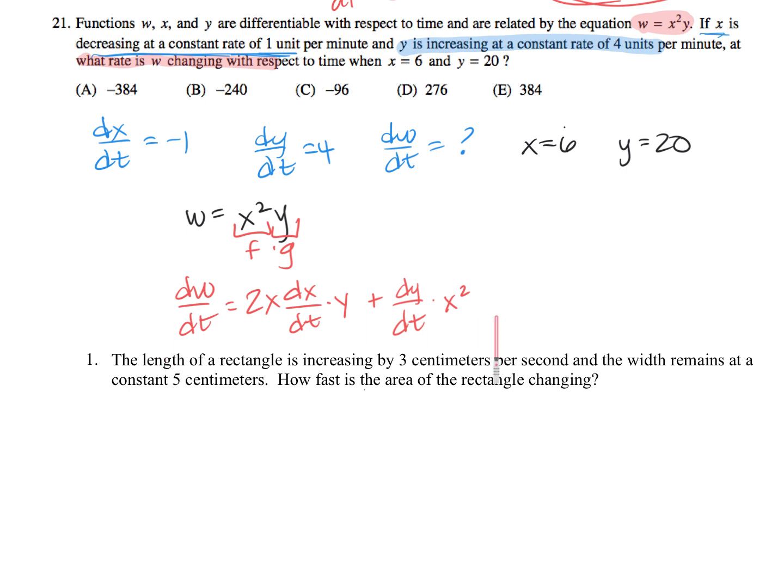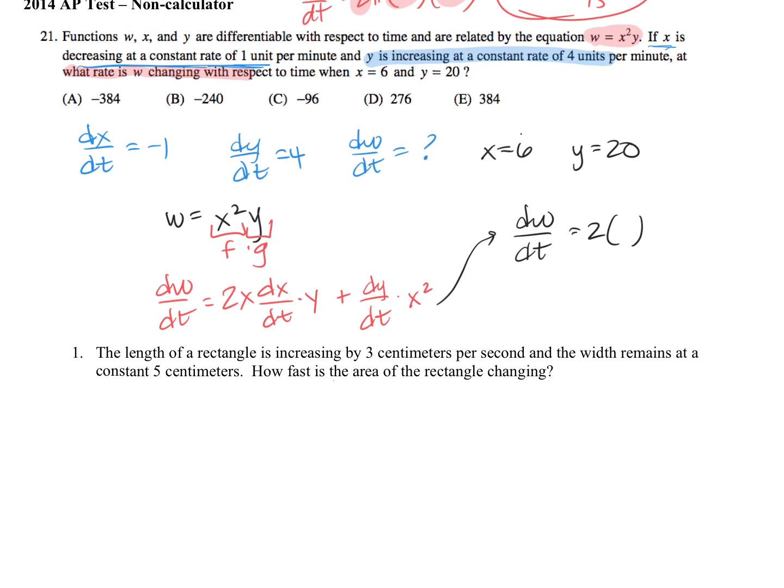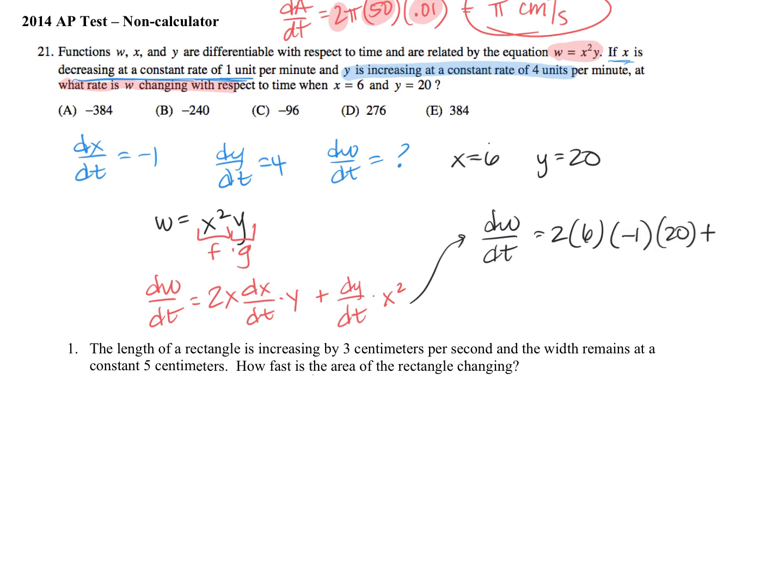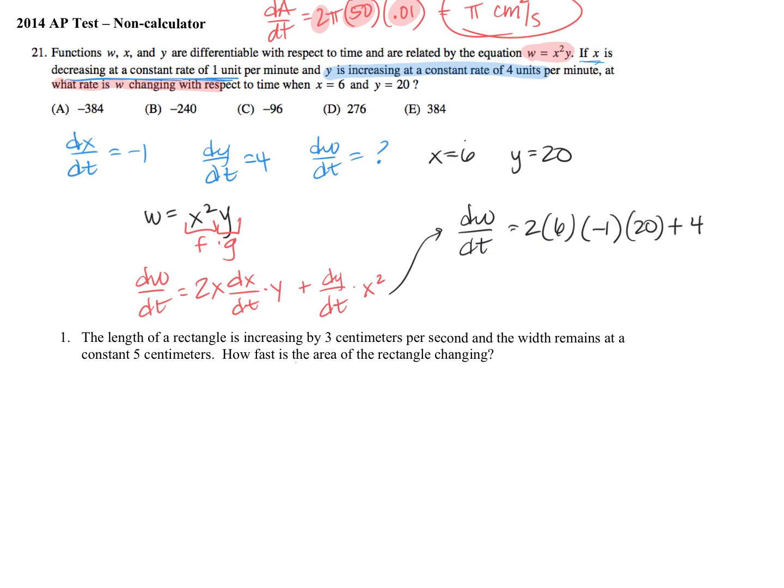Guys, that was the hardest part. Now it is just plug and chug. We don't know what dw dt is because that's what they're asking for. So that's where we're at: dw dt is, I don't know. Then 2 times my x. What was my x? 6 times my dx dt. Did they tell us what that was? Negative 1. Yes. Times my y. Did they tell us what that is? 20. Plus dy dt, they told us is 4. And my x was 6, so we have to square it.